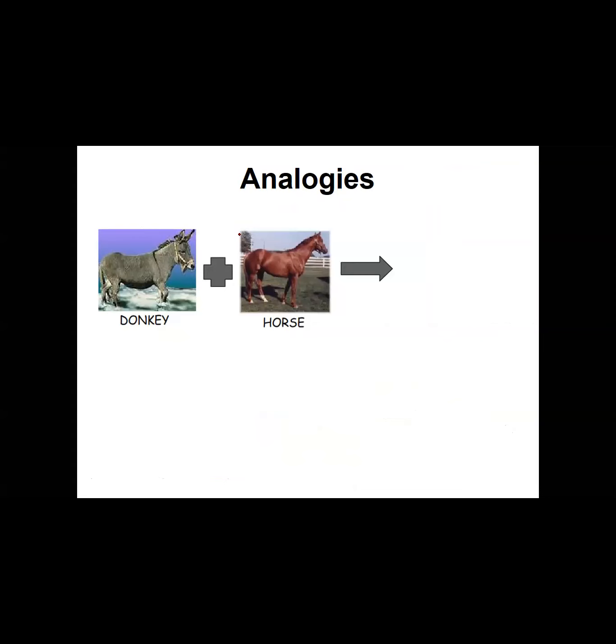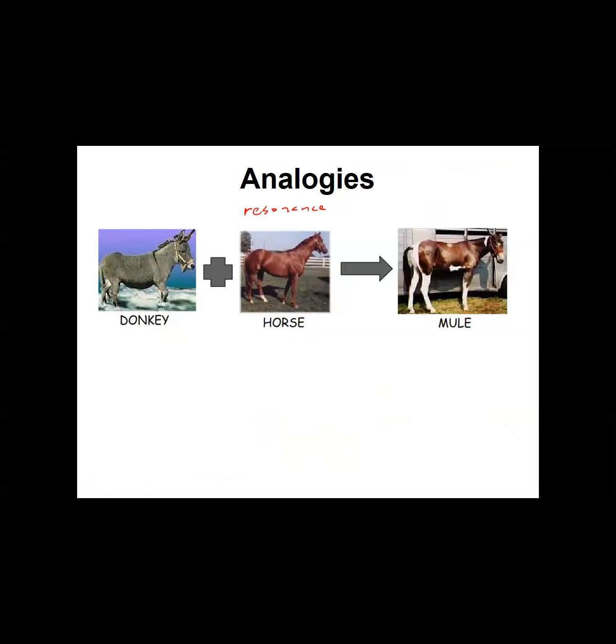Okay? Now, another analogy is resonance. So what do you think if I breed a donkey and a horse, what is the end result? Anyone? A mule. Okay? Because how do we describe what we call resonance? Resonance structures have more than one Lewis structure, okay? But the exact Lewis structure is neither of the written structures, but the average of the two structures.